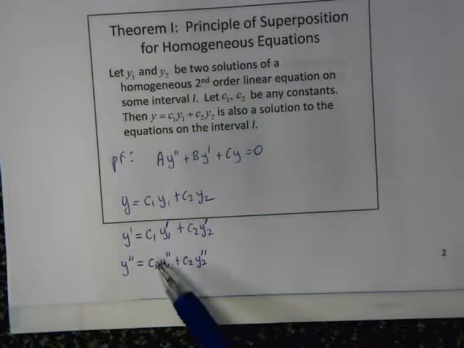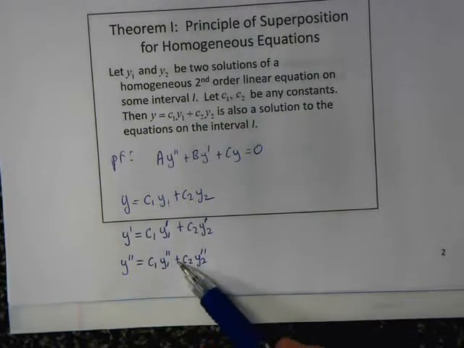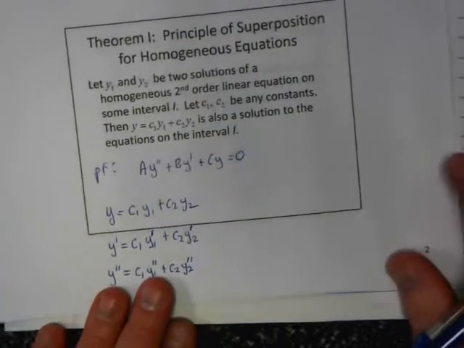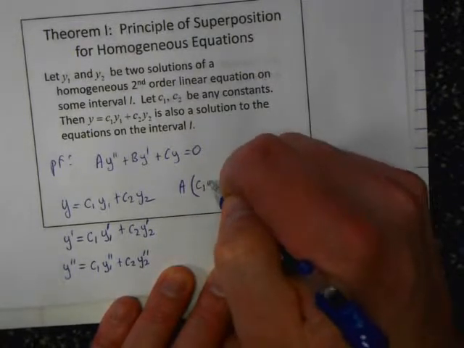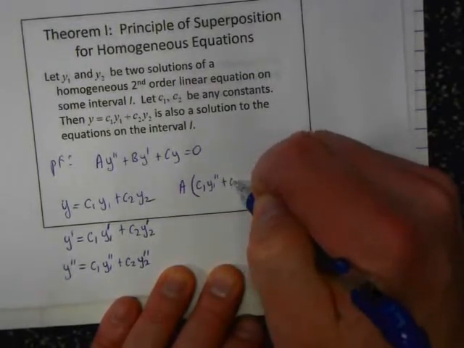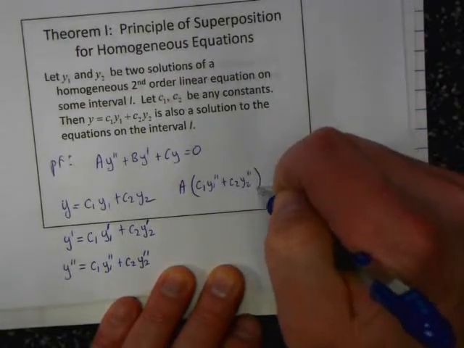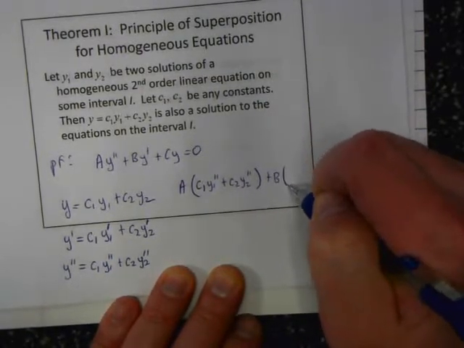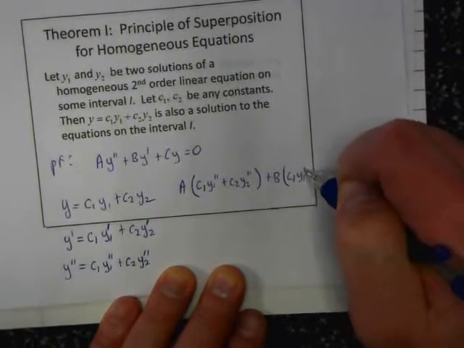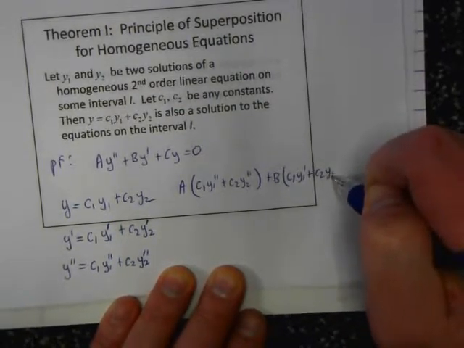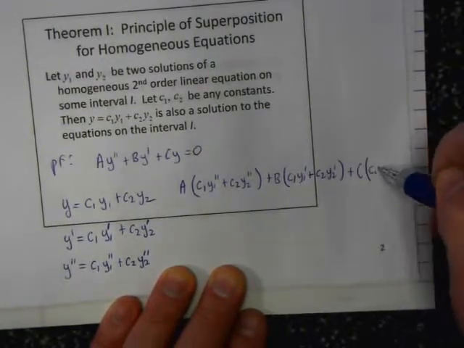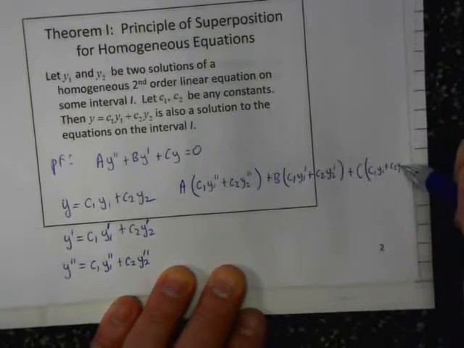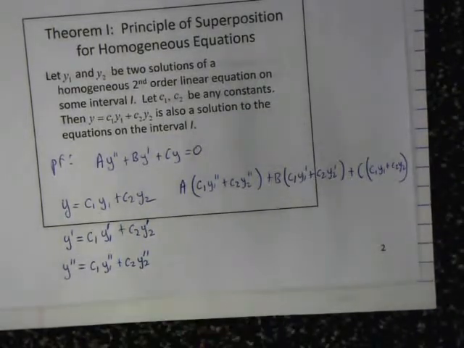I'm going to take y, y prime, and y double prime, and plug it all into that equation. I get A times c1 y1 double prime plus c2 y2 double prime, plus B times the derivative, which is c1 y1 prime plus c2 y2 prime, plus C times the original function, which was c1 y1 plus c2 y2. And now I need to convince you that that's the number 0.